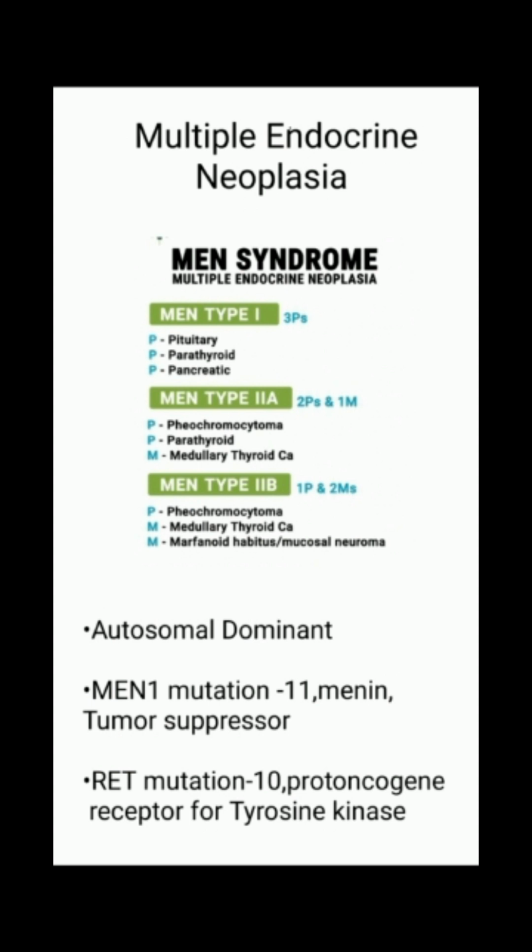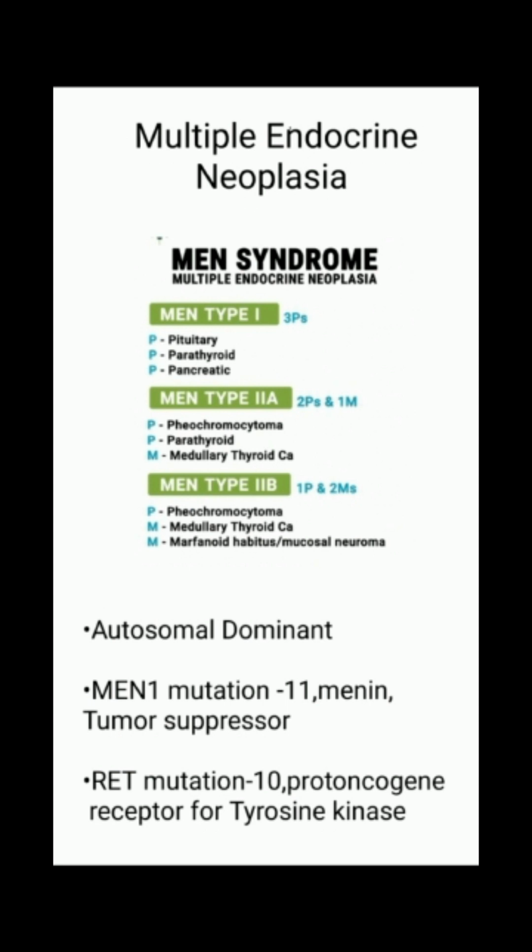Whereas type 2B consists of 1 P and 2 M's. 1 P is basically pheochromocytoma, and the other M is medullary thyroid carcinoma, and the new M is basically the mucosal neuroma. Moreover, MEN type 2B is also associated with marfanoid habitus.